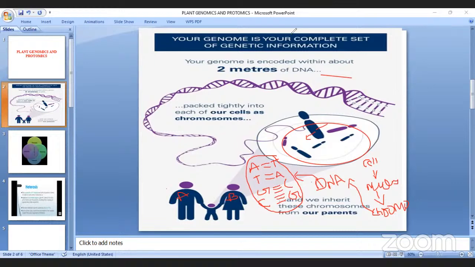Now let me take another slide. Sir, responding to the environment, the special characters in individuals, is that proteomics? The proteomics I will also explain later. Okay, the small difference. Okay, thank you.